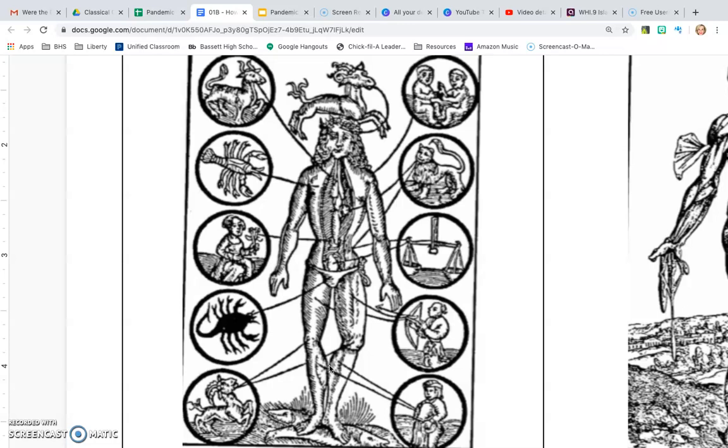Astronomy was not a new study, and so this would have been a common way to explain different maladies of the body. You can notice here if you had, for example, a headache, right, that would be associated with the goat sign. Okay? If you were maybe having some intestinal issues, that would be related to the scales and the Libra.